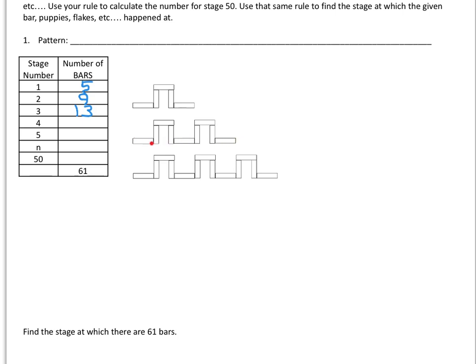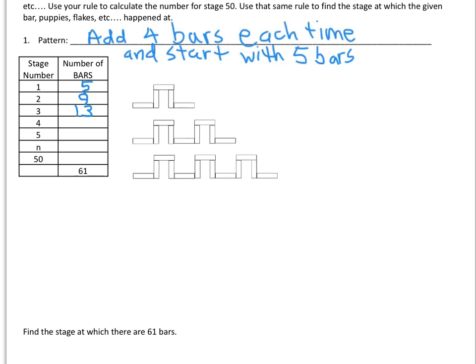Again, from the previous stage 2, we saw that there was 9 here. We again have 1, 2, 3, 4 more. So it seems like every time we are doing what? We're adding 4. And we started with 5 bars. It's important when you talk about a sequence, you have to have 2 different parts: your start and how much you're going by. Those 2 things give you a unique sequence of numbers.